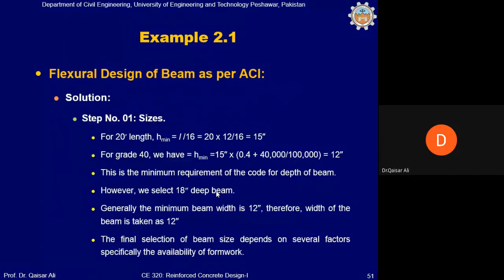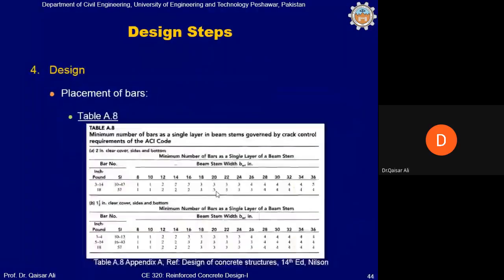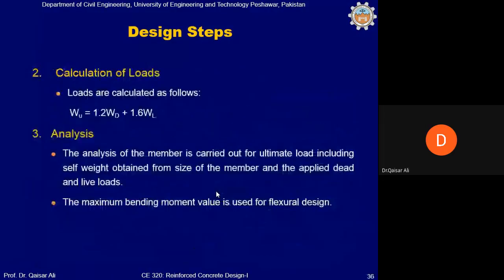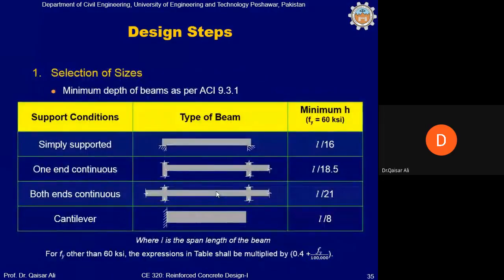Okay, the first step will always be to select some size of the beam. You know that in one of the slides in the previous lecture, I would show that slide once again. This is the slide. Initially, the depth of the beam. These are the ACI recommendations for the minimum depth of beams, and this is covered in ACI 9.3.1.